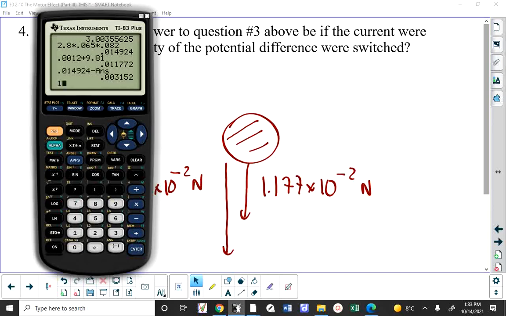So we would add them, 1.4924 times 10 to the negative 2 plus... be careful here, when I say we would add them, we were adding the forces before as well. It's just that to add the forces, you subtracted the magnitudes. Here, we're literally adding the magnitudes. What else do we have? 1.177 times 10 to the negative 2. I think that's right. So you get about 2.7 times 10 to the negative 2 newtons. And the direction of that net force would be down.